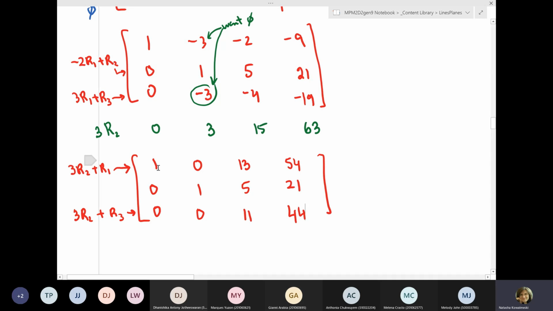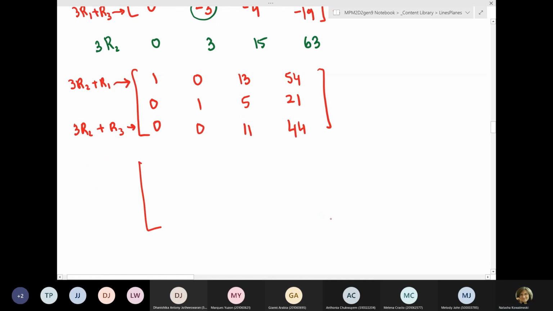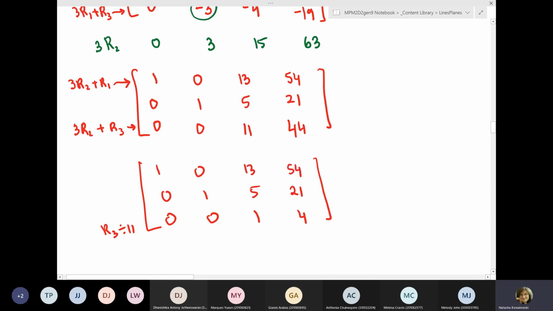Okay, so now that we have the first column done, the second column done, I'm now working on my third one. And in my third one, my goal is to have 1 over here and then 0 zeros after. So always start creating the 1 first. So I'm going to take row 3 and divide it by 11. So it'll be 0, 0, 1, and 4. And the other ones, just copy them. We'll deal with them after. 13, 54. Any questions so far?